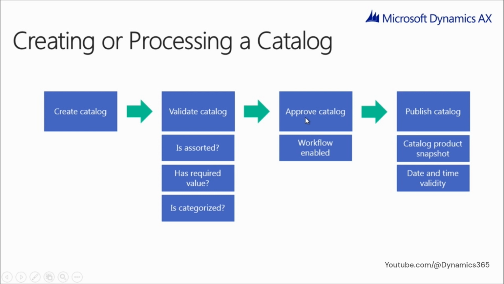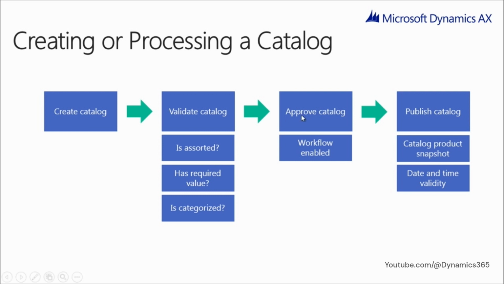During the catalog approval step, you may need the required approver to come into AX and select approved for that particular catalog. Only then can you publish the catalog. In a development environment, I will be showing you how to approve the catalog without waiting for an approval person.